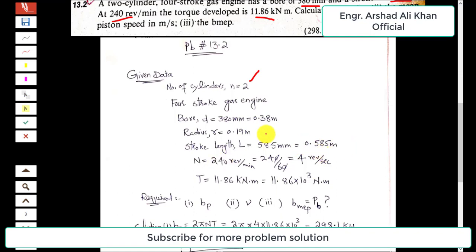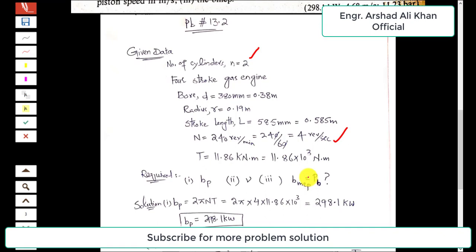The engine speed is given, represented with capital N, 240 revolutions per minute. It will be converted to revolutions per second, because later this value will be used in calculation. So it becomes 4 revolutions per second, rps. Further, torque is given, which is 11.86 kN·m. So it is converted to N·m, 11.86 into 10³ N·m. K is replaced with 10³.